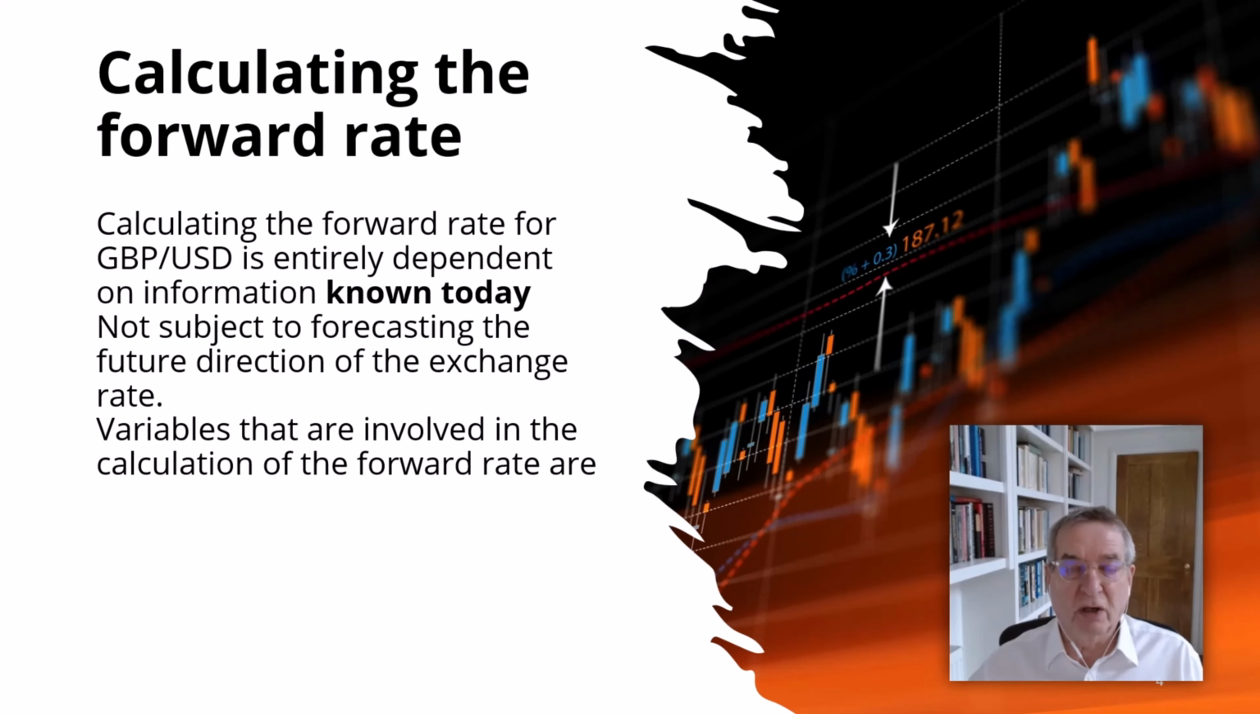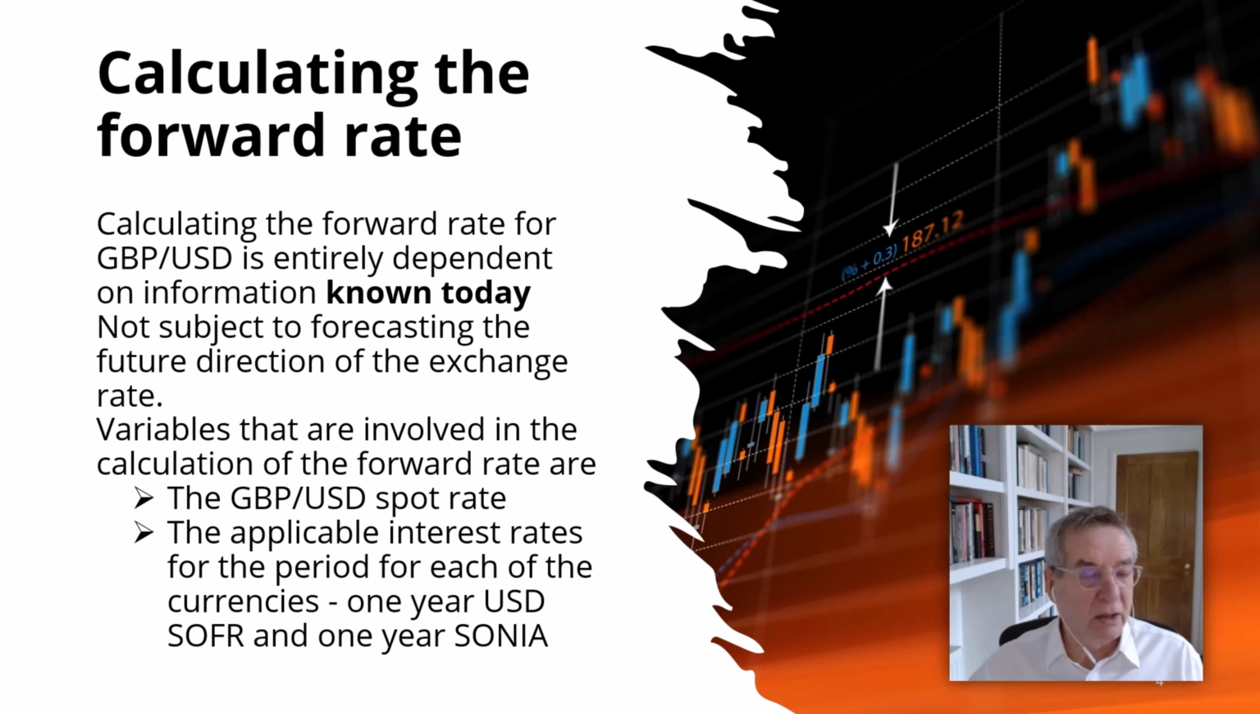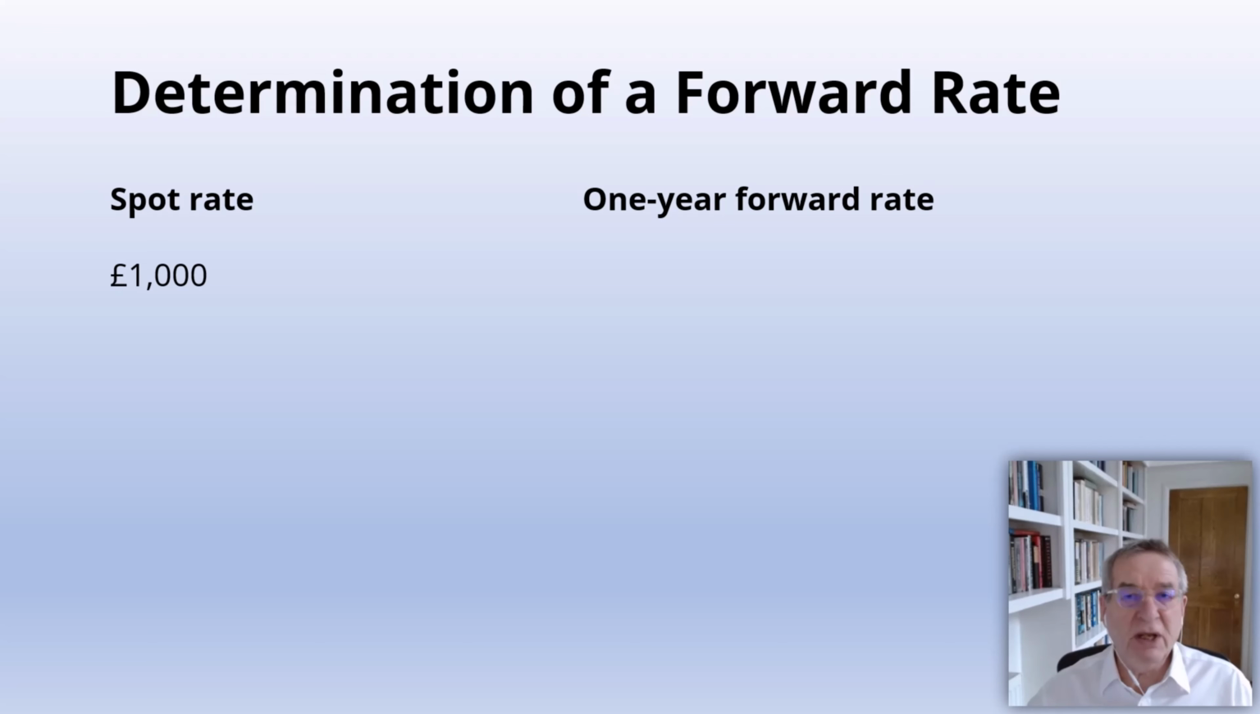The variables involved in the calculation would include the current spot rate between sterling and dollar, and the applicable interest rates for the period, 1 year, for each of the currencies. So it would actually involve 1 year US dollar SOFR, which is the secured overnight financing rate, a term version of essentially the repo rate in New York, and 1 year SONIA, which is the sterling overnight index average. Let me now walk through what the calculation process involves.